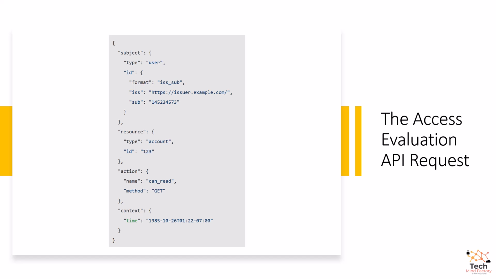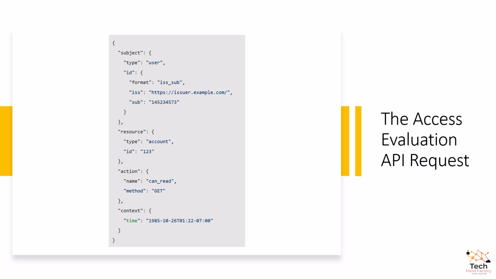So, as we can see, there is a subject which can have specific type. In this case, it's user, and it has ID. ID can have different formats. In this case, format is issuer subject. We have issuer value, so identity provider who issued the identity to this user and this subject, and we have the subject value. And also, there is a resource, so the resource that user is trying to access, with type account and ID 1 to 3. And obviously, resource types can be declared in our system. It can be a report, it can be document, it can be whatever you imagine here in this specific scenario.